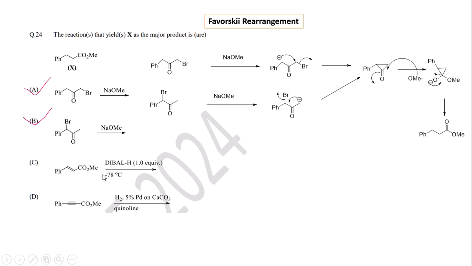In case of option C, DIBAL can only reduce the ester to the aldehyde, as it has only a hydride donor, so the alpha, beta-unsaturated product, that is cinnamaldehyde, is the product.